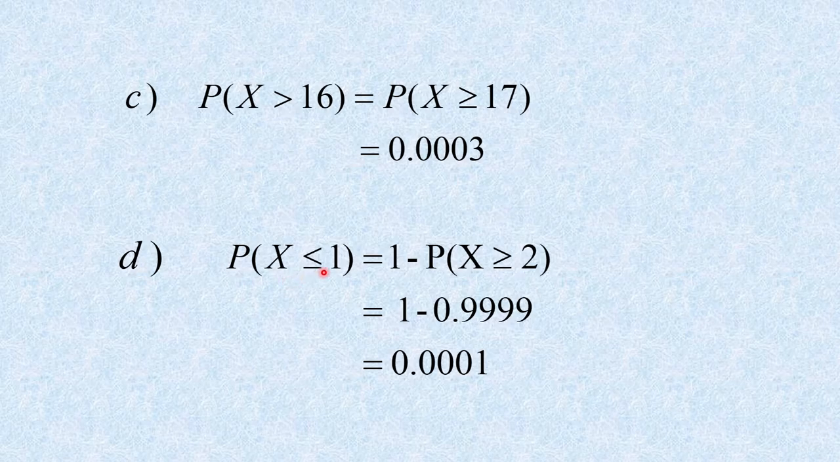What about D? Not more than 1 student passes the exam. So not more means probability x must be less than or equal 1. 1 can be included here because the question asks not more than 1. Okay, so like the previous example, you need to do the subtraction here: 1 minus probability x more than or equal 2. That is 1 minus 0.9999, and the answer is 0.0001.